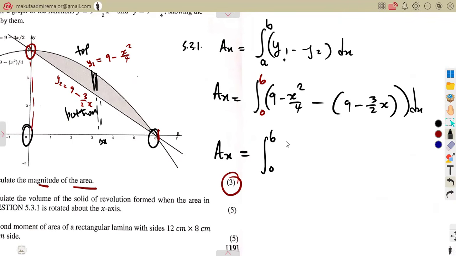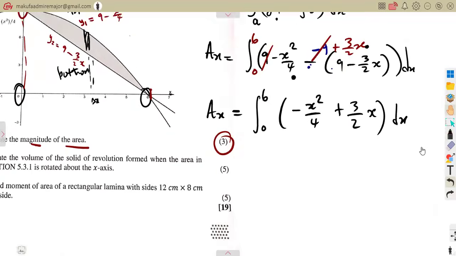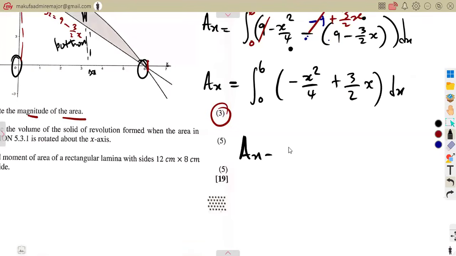So that's 0, 6. If you expand, this one is going to be a negative 9. Negative is going to be a positive. So there is negative, which is going to be a positive, 3 over 2x. So meaning to say 9 minus 9 was going to cancel. You remain with minus x squared over 4 and the positive 3 over 2x. With respect to x, we can integrate this. So that is our area with respect to x.